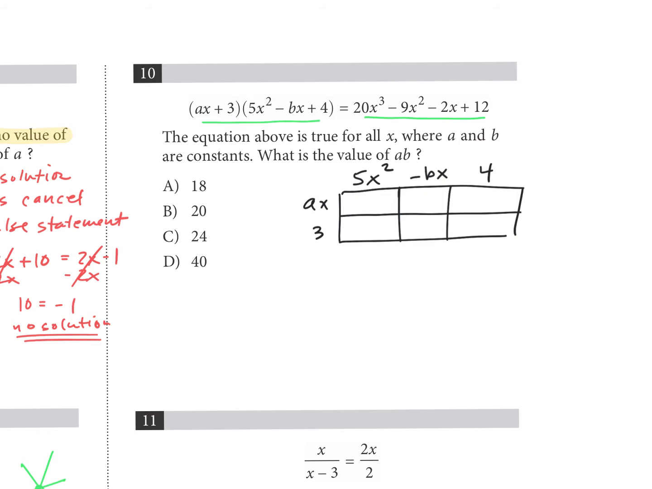So let's do this. ax times 5x squared is 5ax cubed. ax times negative bx is negative abx squared. ax times 4 is 4ax. All right, on the bottom I got 5x squared times 3 is 15x squared. 3 times negative bx is negative 3bx. And then 3 times 4 is 12.